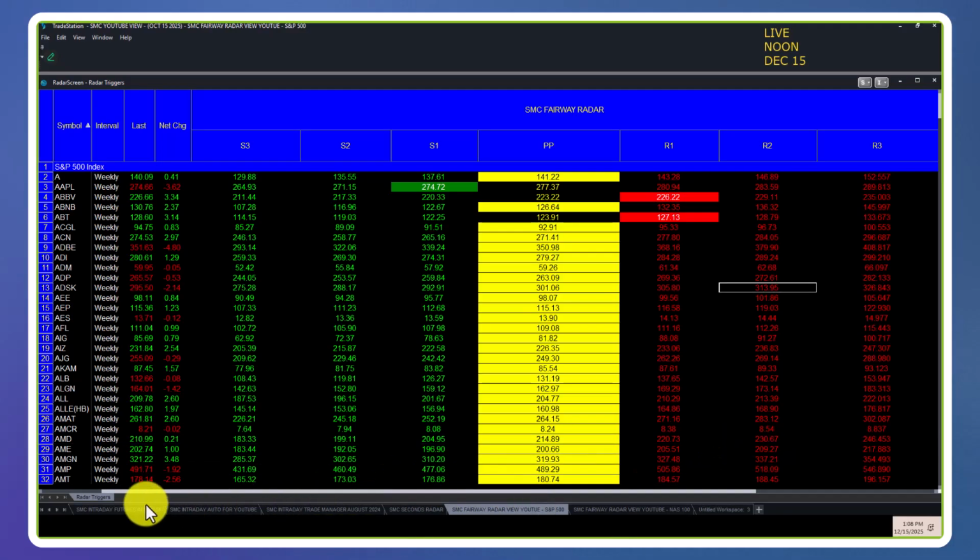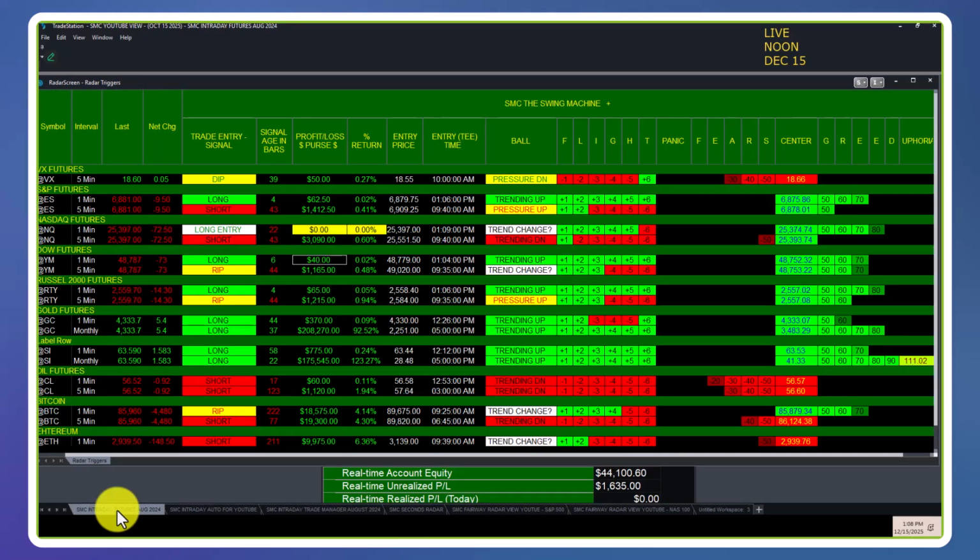All right, so let's slide over and see what the overall market is doing. The overall market is still selling down here. We don't have all of our addressing here, but you can see we're still short the micros right here.